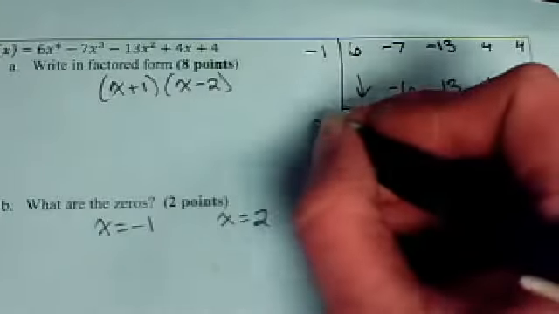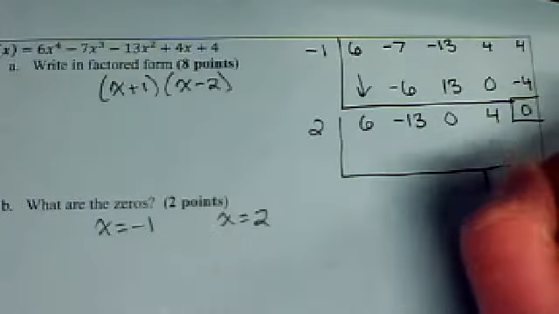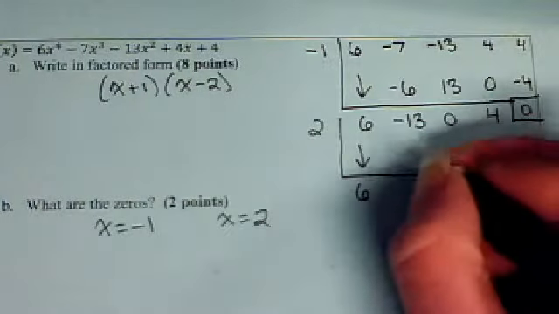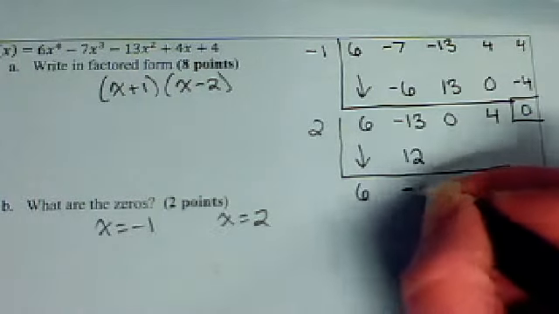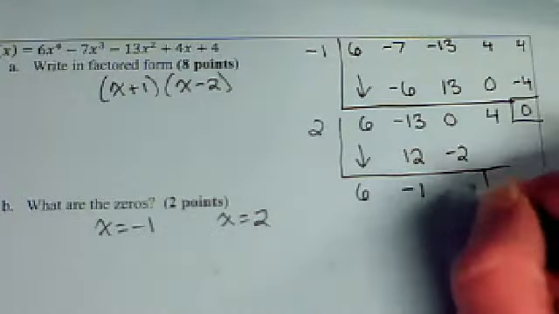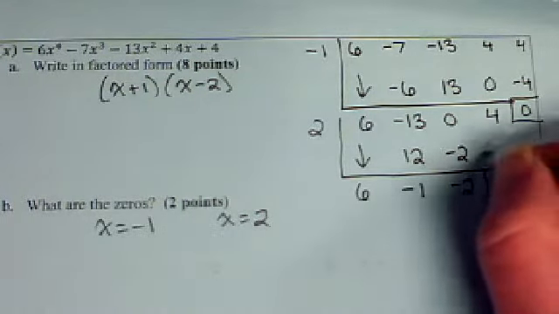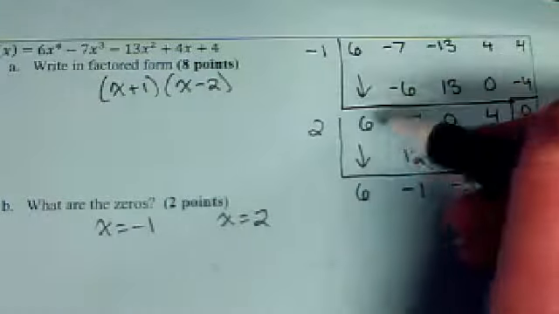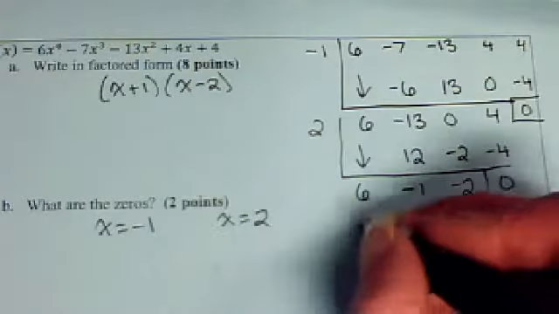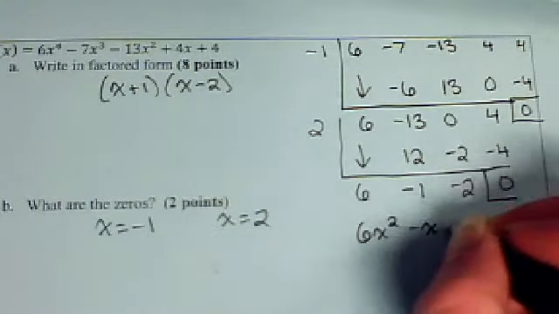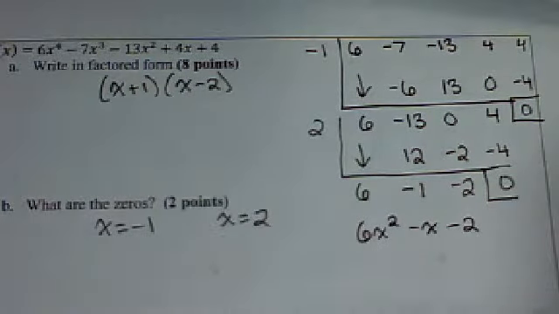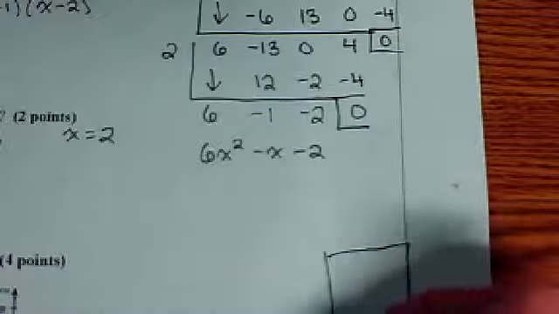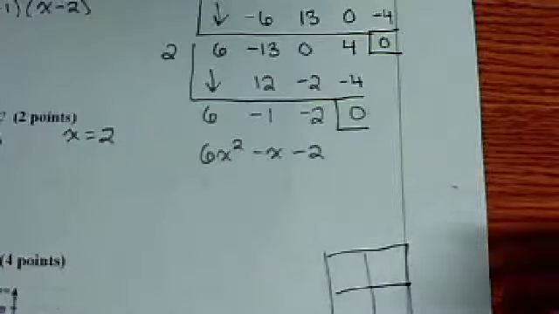Now I'm going to divide by the 2. Kind of like when we were doing factor trees, you can just keep going. 6 comes down. 6 times 2 is 12. I get a negative 1, negative 2, negative 2, negative 4, and a 0. So now, it was x to the fourth. When I divided, I got x cubed. This is going to be 6x squared minus x minus 2. This does factor. And I could have picked probably an easier problem, and I apologize for that.